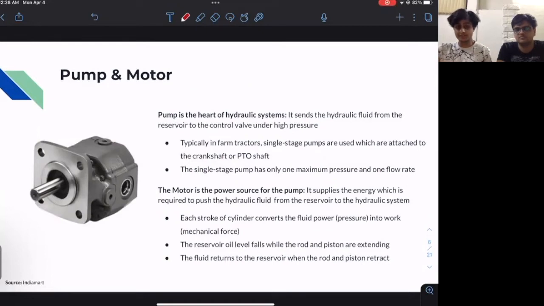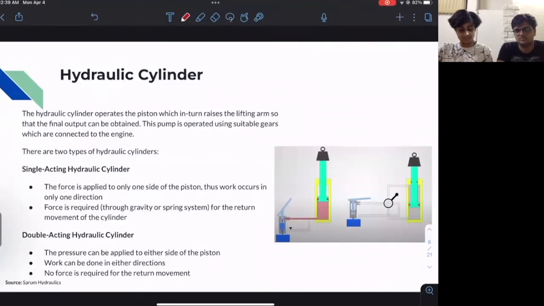What provides the energy for this is the motor, which is the power source for the pump. Once the motor provides this energy, the fluid is pushed forward, which helps in providing the mechanical operations, and this in turn lifts the lifting arm, and the final output can be obtained. Cylinders are of two types. Firstly, the single acting cylinder, which is depicted over here. In this case, the cylinder can only be moved in one direction, and in order to move it back, we need to provide external mechanical force, typically in the form of gravity or a spring.